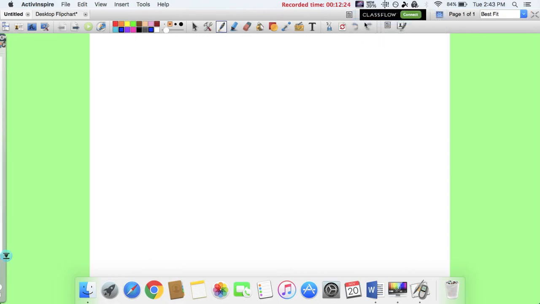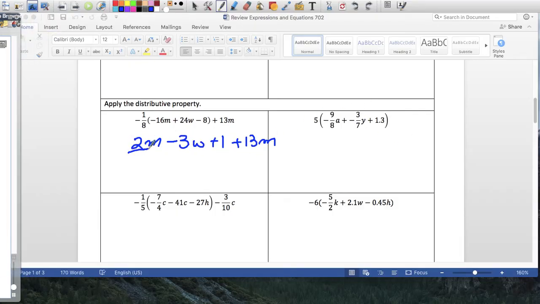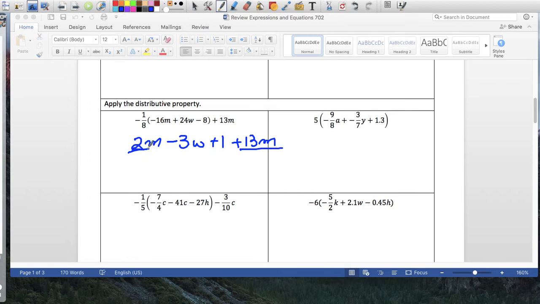Pause. Okay, so that was fun. I can combine the positive 2m and positive 13m, so that's kind of easy to do, right? I'll just put the like terms next to each other. Minus 3w plus 1. These two I can combine, and that's nice and easy: 15m minus 3w plus 1, because those are the only two like terms in the expression.